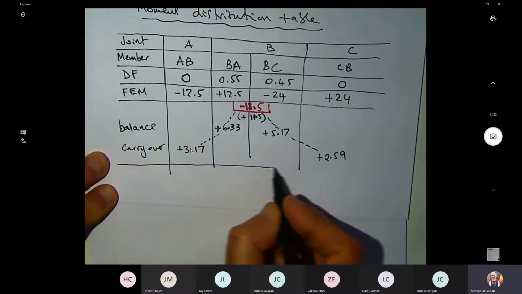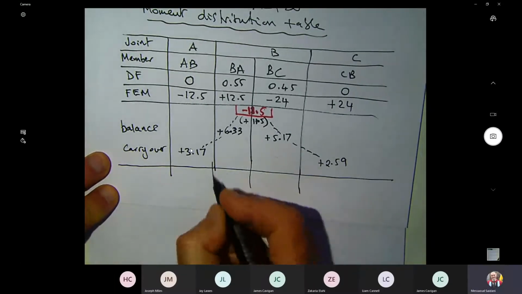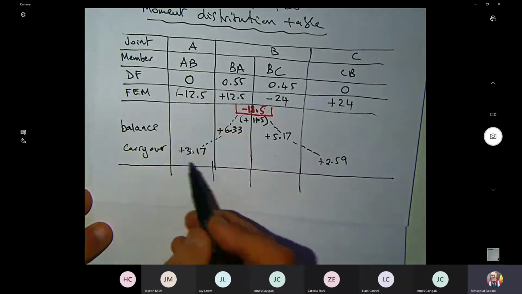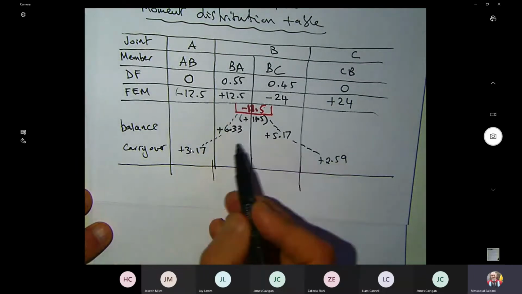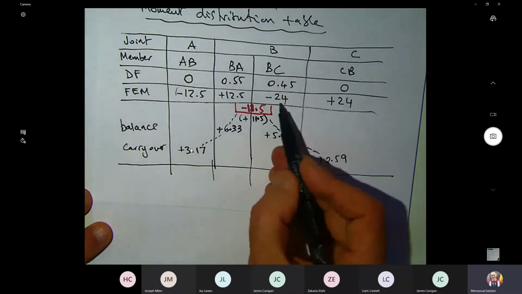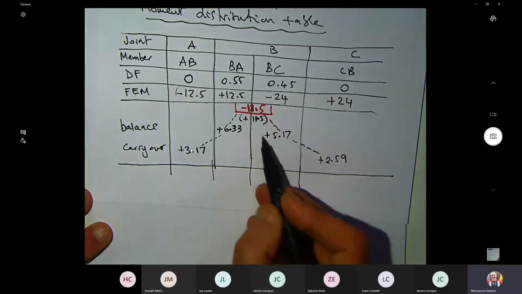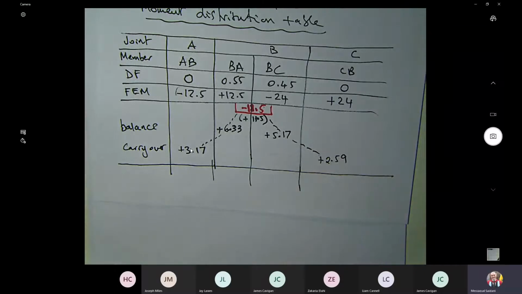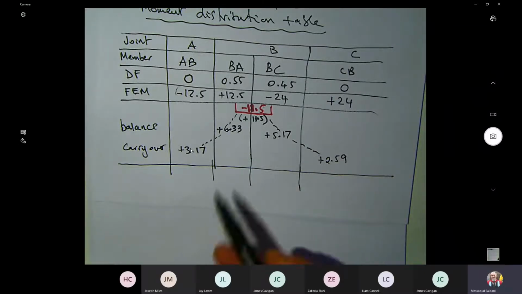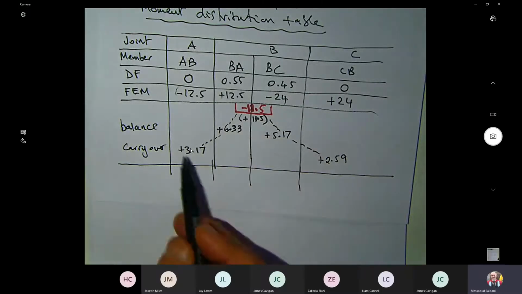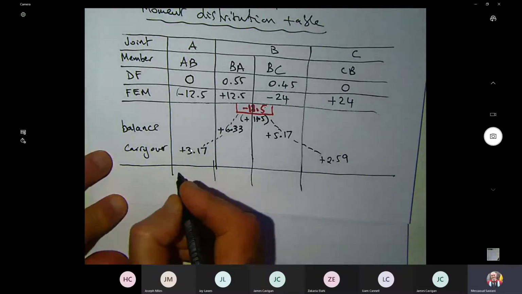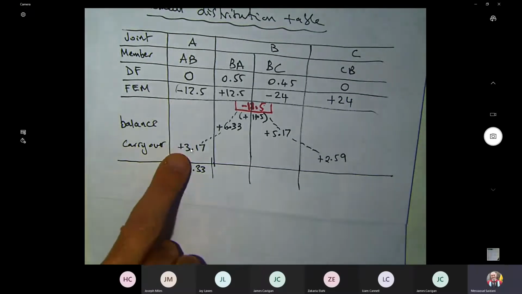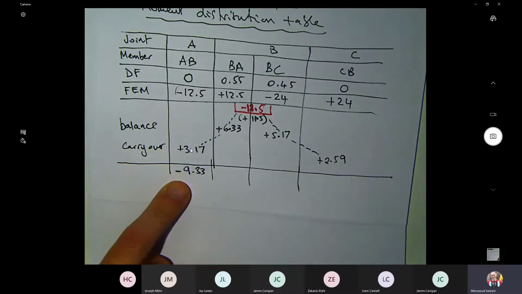Now, because there is nothing else we can do, we draw a line here, and what you need to do is add the moments here. Minus 12.5 plus 3.17, 12.5 plus 6.33, minus 24 plus 5.17, okay, 24 and 2.59. So we add these moments together. So what is minus 12.5 plus 3.17? I've got 9.33. Is that correct? So minus 12.5 plus 3.17 should be minus 9.33.